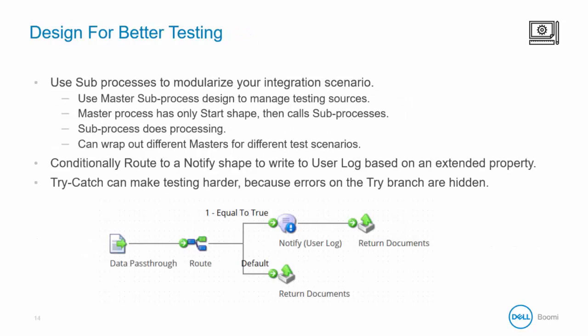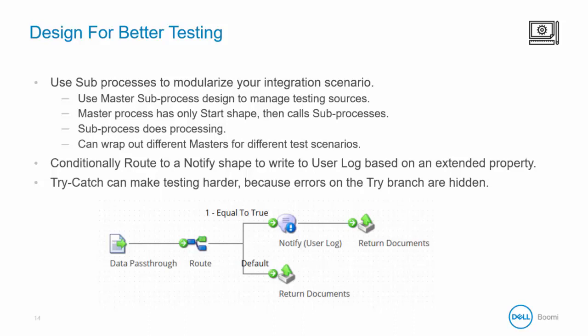When we talk about designing processes for better testing, we are referring to these techniques. Use subprocesses to modularize your integration scenario. Use a master subprocess design to manage your testing sources. So the master process has only the start shape and then would call out to multiple subprocesses. In that case, the subprocesses do all the processing, but you can test each of them individually. Further, once the subprocesses are developed, you can wrap the master processes to create different testing scenarios.